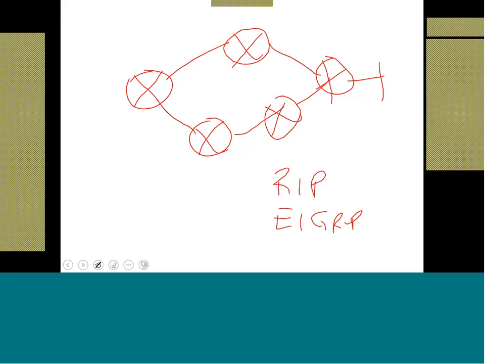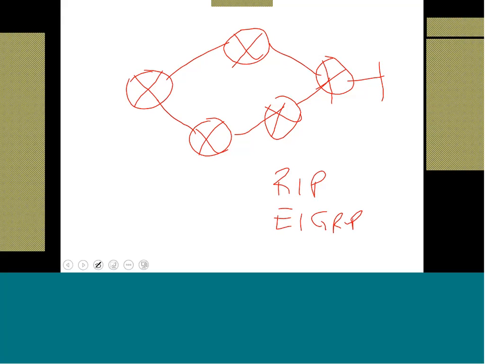Okay? How many routing tables does a router have? If I'm running RIP, EIGRP, OSPF, how many routing tables do I have? One. I only have one routing table. What goes into that routing table are my best routes, period. Okay? What goes into the routing table are my best routes.